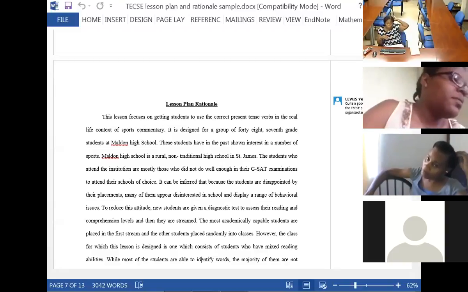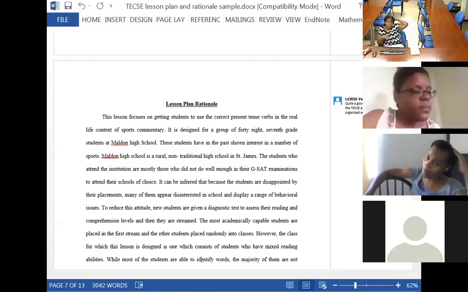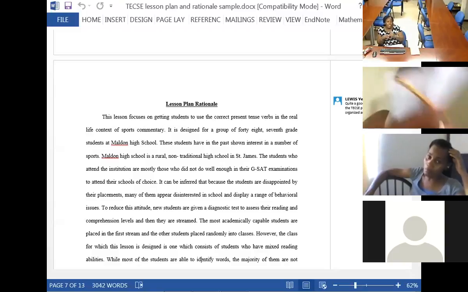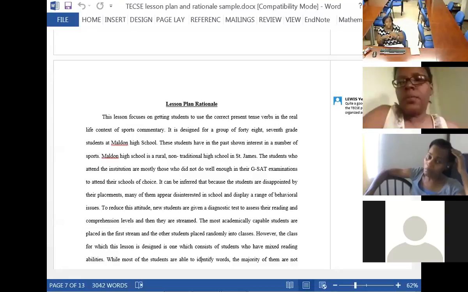It is designed for a group of 48 7th grade students at Malden High School. These students have in the past shown interest in a number of sports. So that person is providing no justification for why they chose to use the sports connection, other than that this class has shown interest in sports.